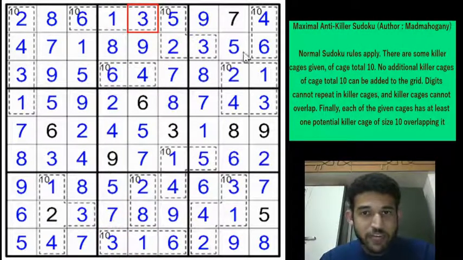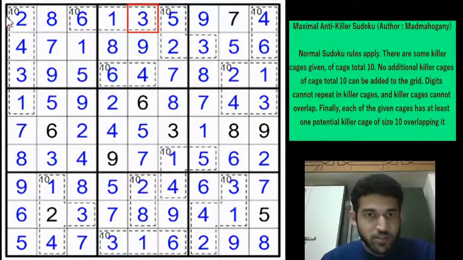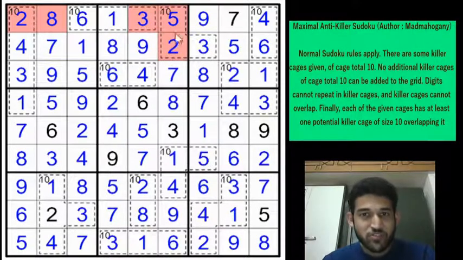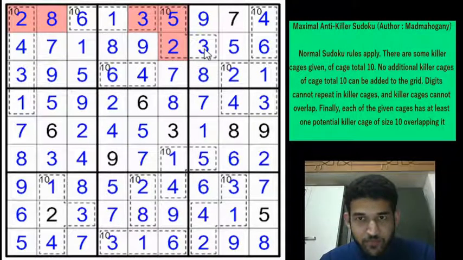Now let's check quickly if our rule part, that all the given cages must have at least one killer cage of sum total 10, is satisfied. So this is being satisfied by using this. Let me highlight and show. So we have 2, 8 here. So this cage is satisfied. And for this cage, yeah, we have a 3, 5, 2 here. So that rule is satisfied here. And for this cage, 3, 5, 2 is already satisfied. So this cage is also satisfied.